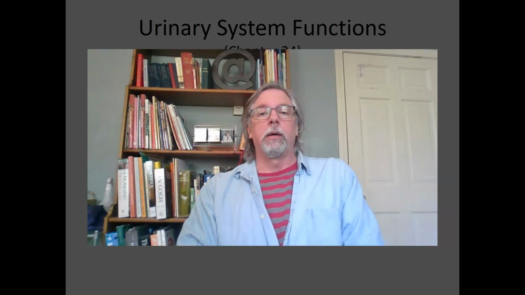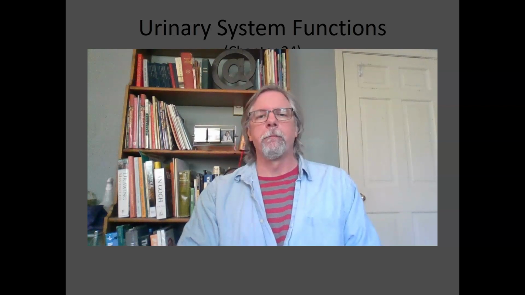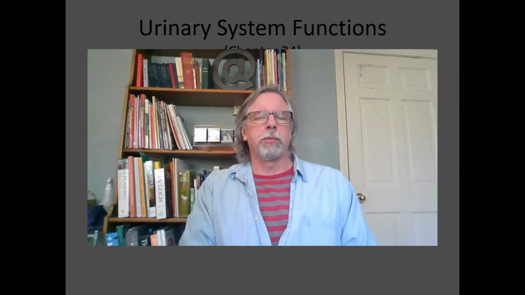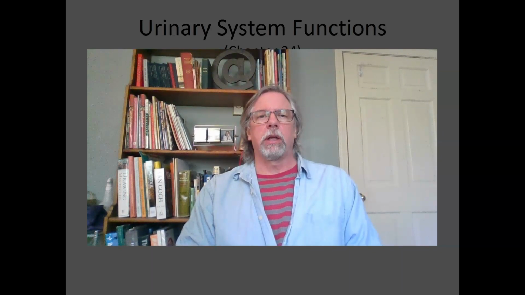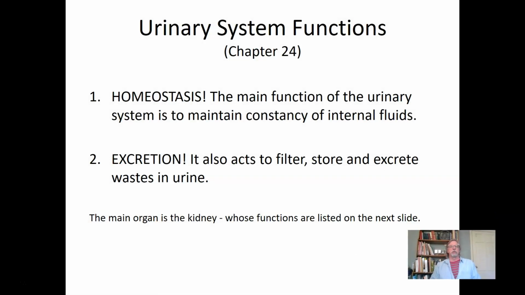Hello everyone, this is the first video in the chapter covering the urinary system. And this is chapter 24 in the textbook. So let's start looking at some main functions of the urinary system. And they are shown on the first slide here. One of the main functions of the urinary system is to maintain homeostasis of body fluids. And the main way that the urinary system does that is by filtering blood.